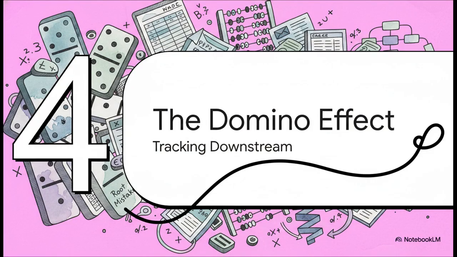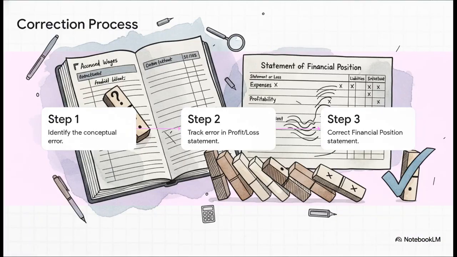Section 4. The domino effect. Tracking downstream. Once you identify that root conceptual mistake as an auditor, you just have to follow the math downstream. We call this the domino effect. When you track a conceptual error in a journal entry, it allows you to easily fix the cascading consequential errors in the financial statements. It's like a chain reaction.